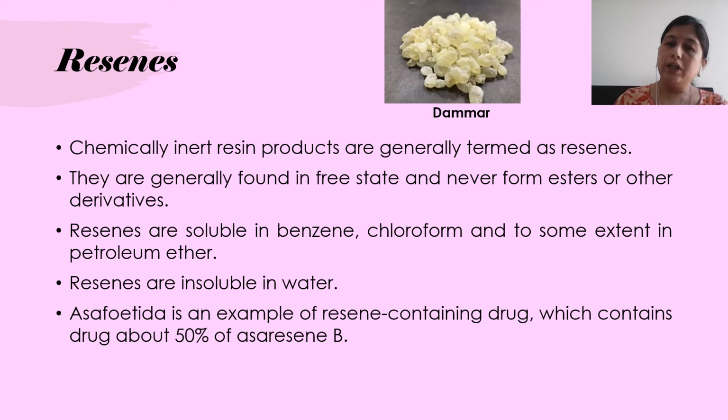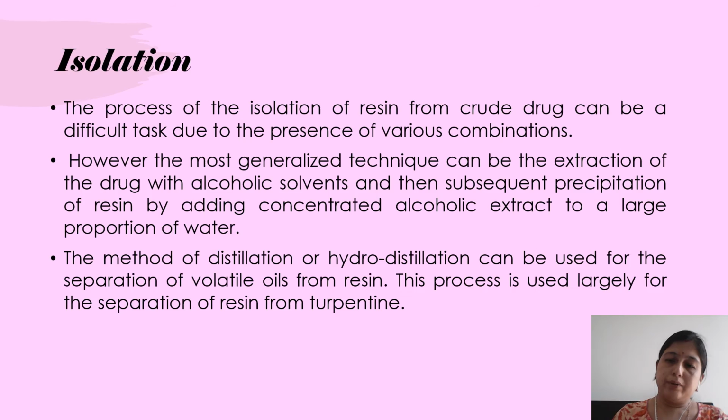They are soluble in benzene, chloroform and to some extent in petroleum ether, but insoluble in water as well as alcohol. Asafoetida is one such drug which contains asaresin B in the concentration of about 50%. Another drug is Damar, which, as you can see in the picture, is slightly different. Till now we saw that they are generally dark brown or reddish brown in color, but Damar is one drug which is completely pale yellow in color.